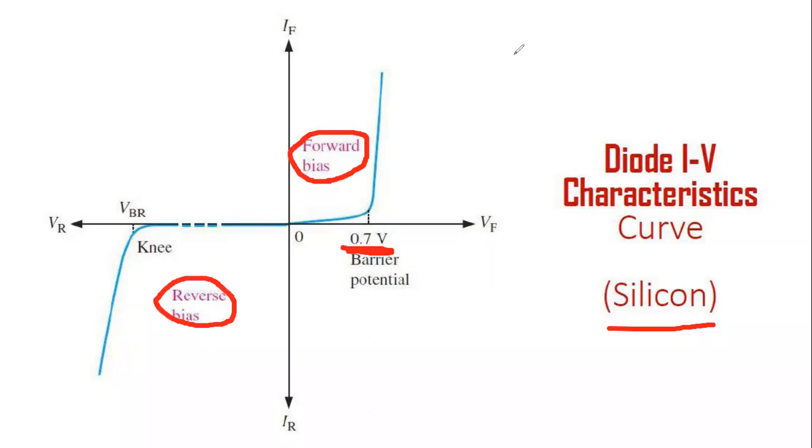We know very well about the positive section: when the positive voltage crosses 0.7, at that time the current flow will happen. Till 0.7 the value of current is almost zero, but after 0.7 you can see the exponential rise of the current, because after 0.7 volt the diode becomes short circuited, and across the diode it becomes a 0.7 volt source. So this is the forward biased condition.